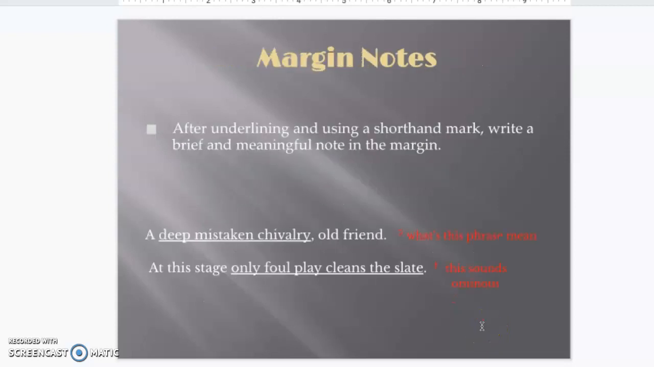So the last bit is after you underline and you use your mark, you need to write a brief and meaningful note in the margin. So, deep mistake in chivalry: what does this phrase mean? I have no idea what that means. That's why I have that question mark there. And for only foul play cleans the slate, I'm going to add, this sounds ominous. It sounds spooky, right? Like, ooh, I wonder what that means. I wonder what's going to happen.